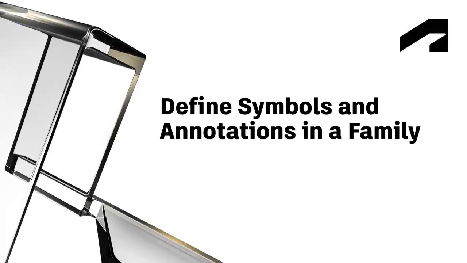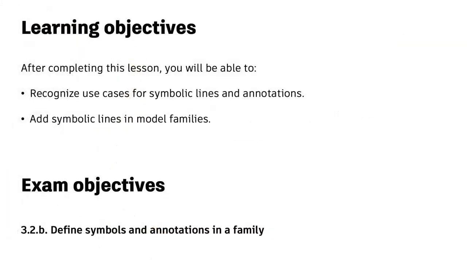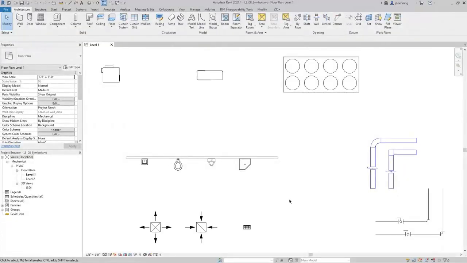In this video, we will cover recognizing use cases for symbolic lines and annotations, and adding symbolic lines in model families. When creating families, you can choose for the actual geometry to appear, or you can use symbols. In this view, you can see air terminals along with pipe accessories and duct accessories that are using symbols.